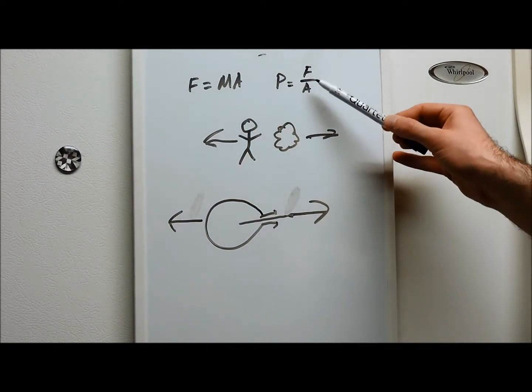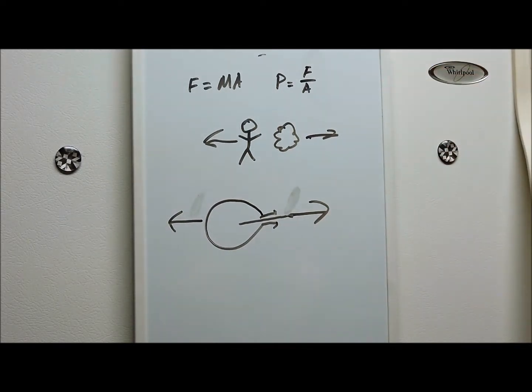Up in the top right, pressure is equal to force over an area. That'll come up a little bit later in the video. I also want to bring up Newton's first law, the law of inertia. That pretty much states that an object in motion remains in motion unless it's acted upon by an outside source. So, unless a force acts on an object, it's not going to change its motion.